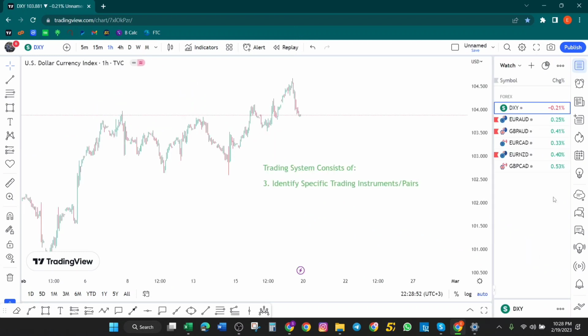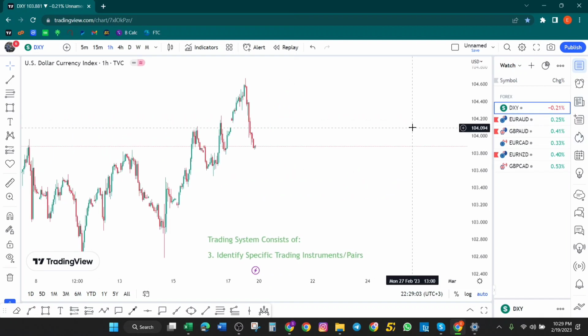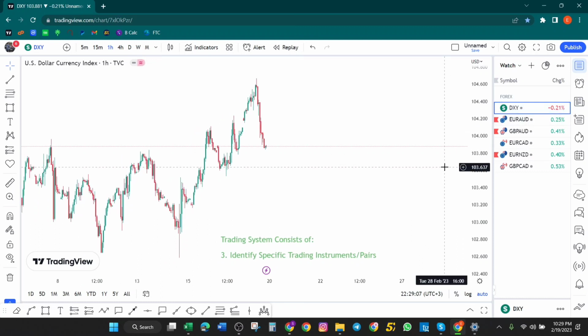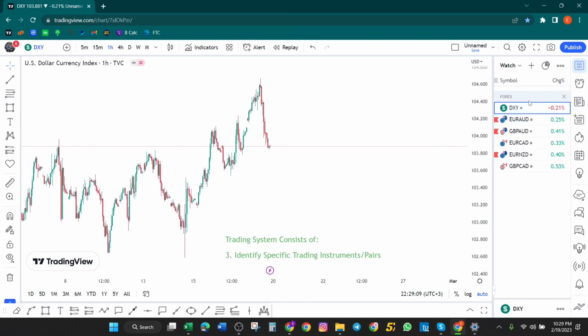And the last part is identifying the specific, that's the keyword, specific trading instruments or pairs. If you've noticed on my chart, I only have 5 pairs. Of course, DXY is not a trading instrument. DXY is just an index to measure the strength of the dollar, so it's not really actively tradable. These are the only 5 pairs that I trade: Euro AUD, Pound Australian Dollar, Euro CAD, Euro and NZD CAD. They're all exotics. I trade them most of the time.